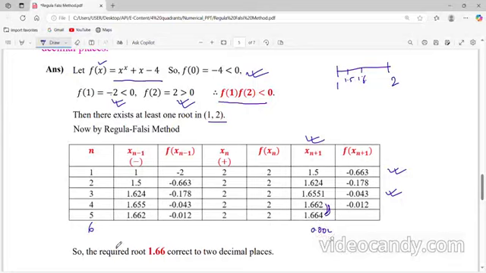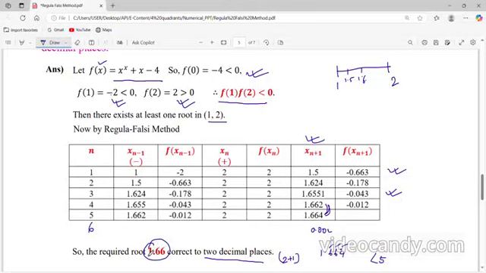The required root is 1.66. Now the question is why 1.66? Just see, correct up to 2 decimal places. 2 decimal places means you have to find 3 decimal places, so 2 plus 1 is 3. So 1, 2, 3. Since the third element is less than 5, the previous one has no change. That's why the required root is 1.66. So this is your answer.